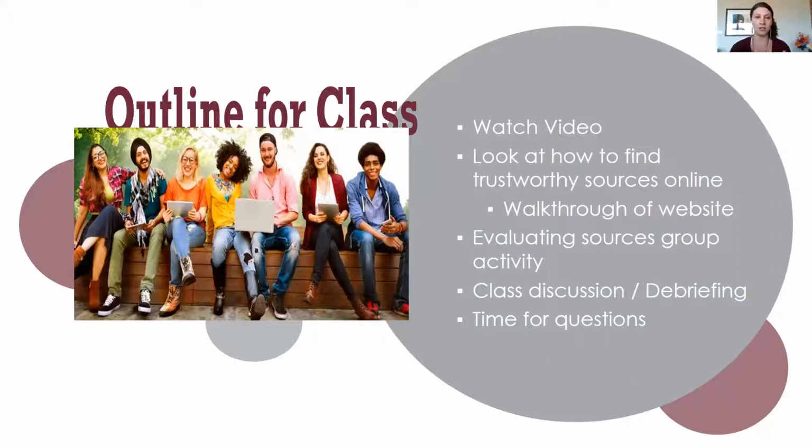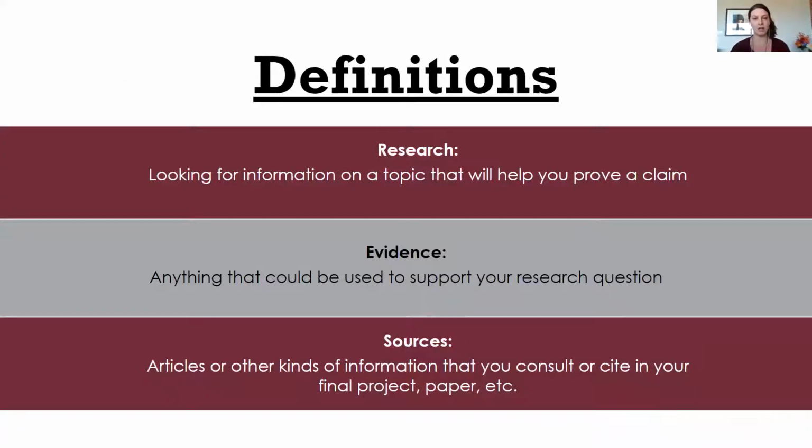So to go ahead and get us started, just to make sure we're all on the same page, the definitions for the terms that we're going to use in today's class. Research is looking for information on a topic that will help you prove a claim. Evidence, anything that can be used to support your research question. And sources, articles or other kinds of information that you consult or cite in your final project, paper, etc.